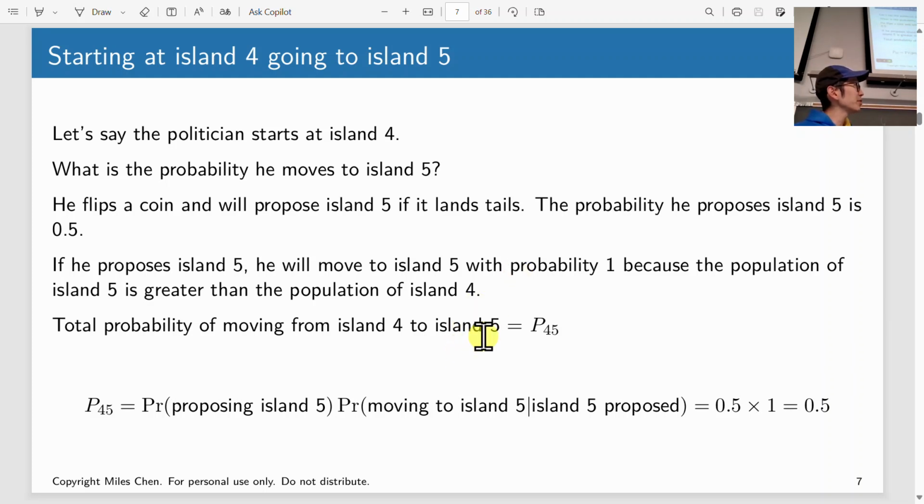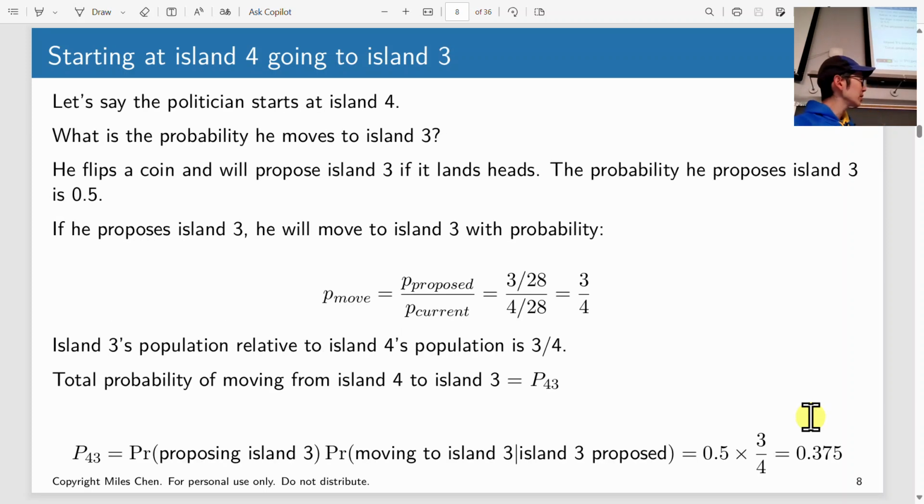So the total probability of moving from island 4 to island 5 is going to be 0.5 times 1. It's the probability of proposing island 5 times the probability of moving to island 5 given that island 5 was proposed. The probability of moving there, if island 5 is proposed, is 1, because island 5 has a bigger population. So P45 is going to be 0.5. Does that make sense? Okay.